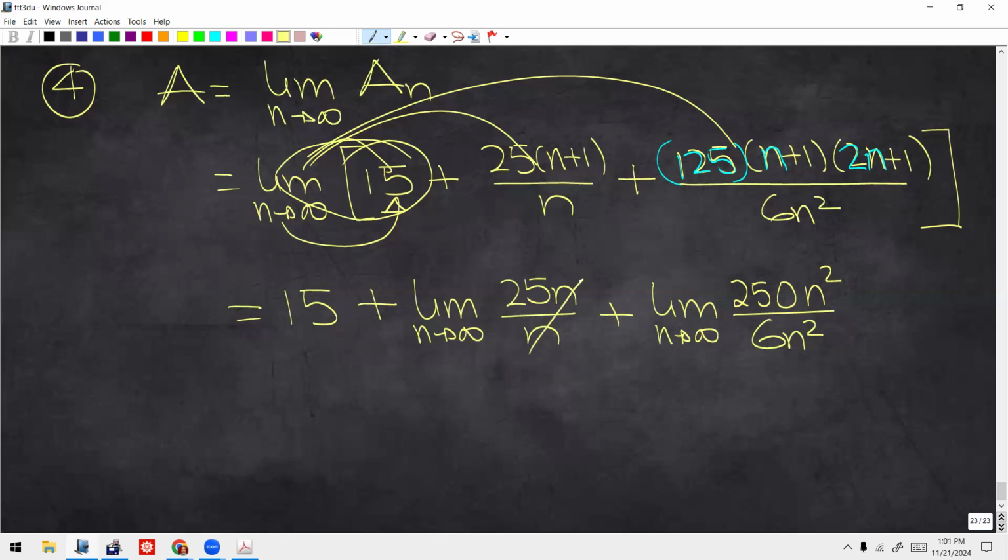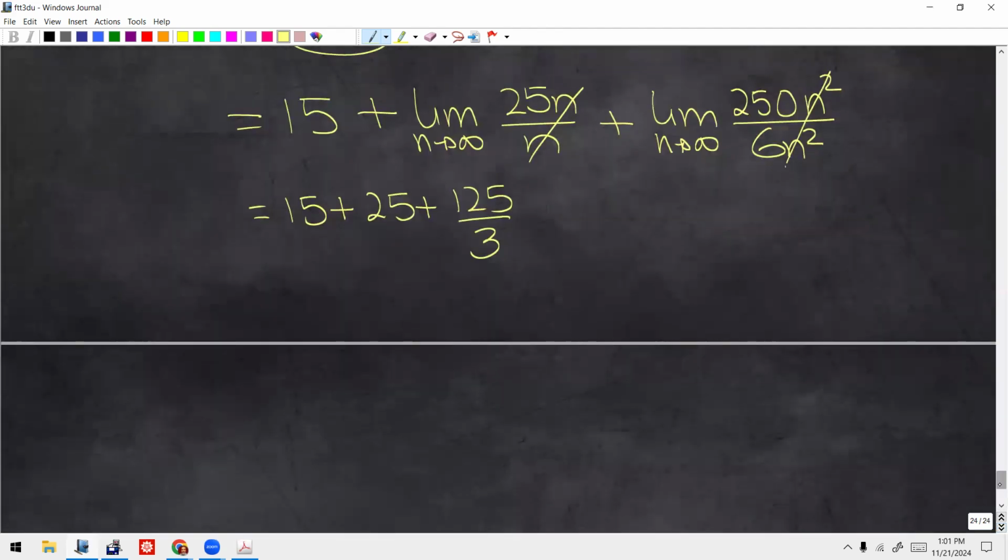Nice thing is these will cancel, so will those. Are there any n's left anymore? Do I even need limits for any of them? No, so we just need to add what? 15 plus 25 plus 125 over 3, because I reduced the 250 and the 6, you know. Okay, so just add them on your calculator. What do we get?